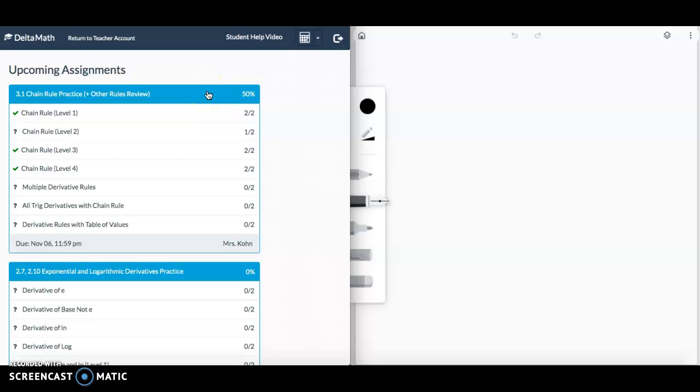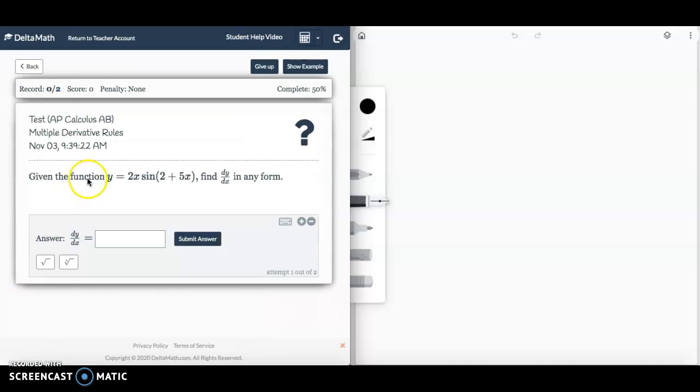All right, this is the video for handling the second portion of the 3.1 chain rule practice DeltaMath assignment. We've looked at chain rule, and now we're going to start intermixing it with other derivative rules. So let's go ahead and start with multiple derivative rules.